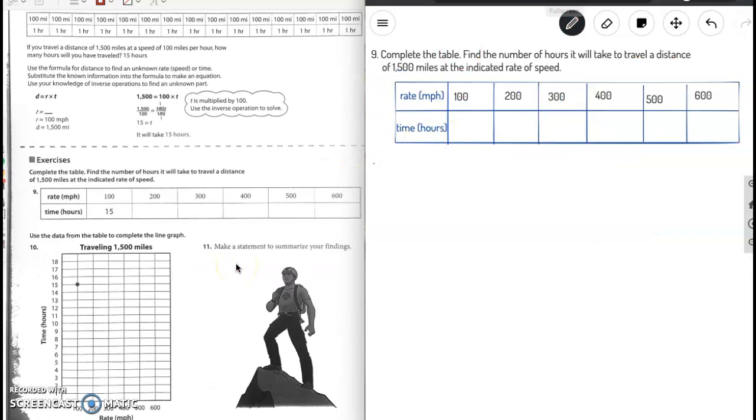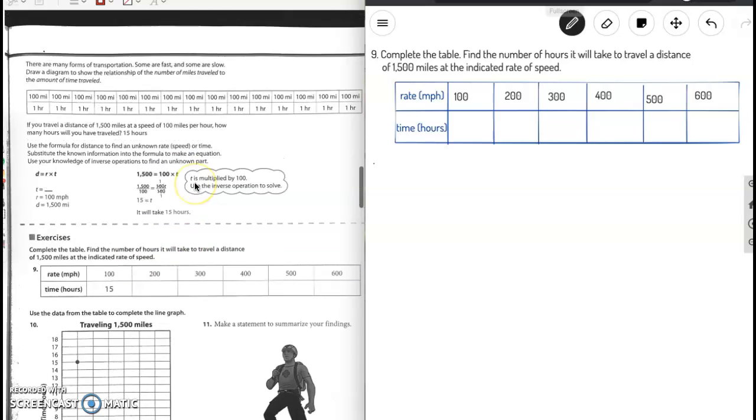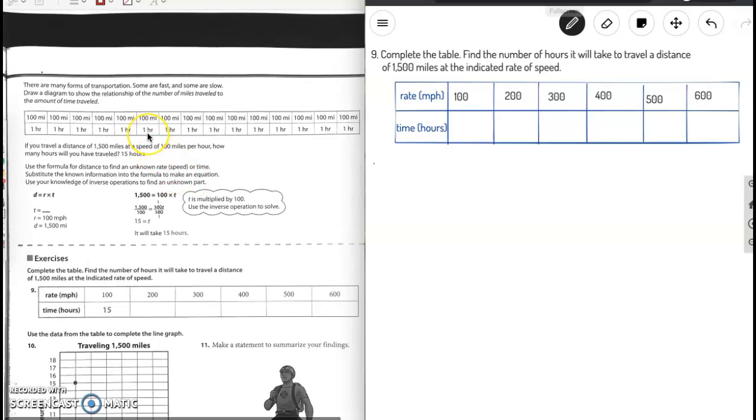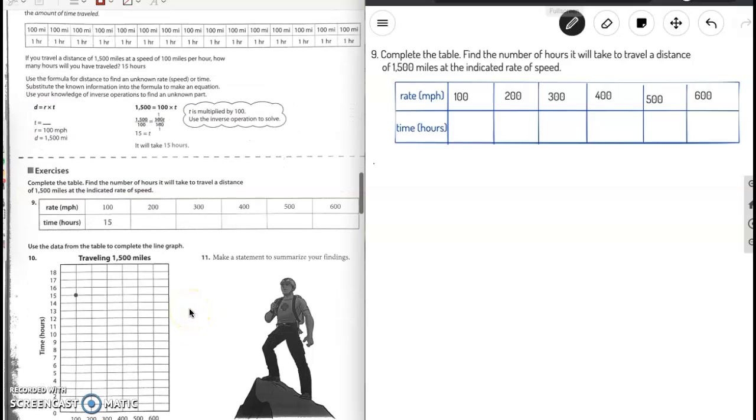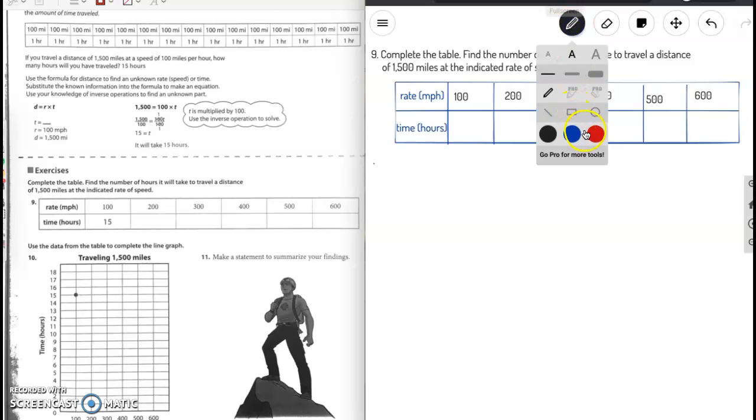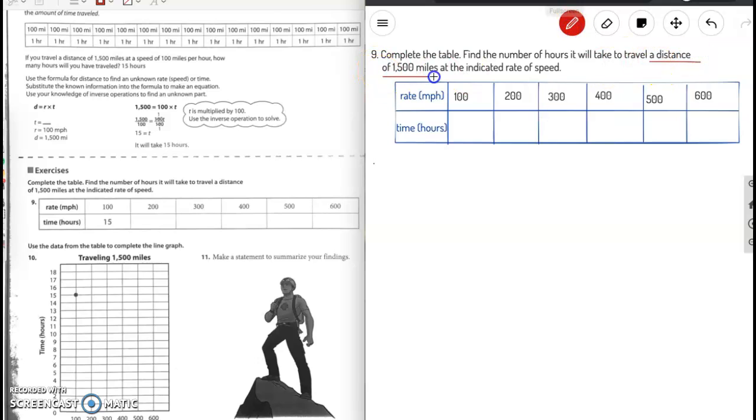Okay, number 9. Complete the table. Find the number of hours that it will take to travel a distance of 1,500 miles at the indicated rate of speed. So let's back up a little bit. If you look here, it talks about the relationship of the number of miles traveled to the amount of time traveled. So miles and time, so distance and time. So we're basically going to be substituting the variables just like we were doing to complete this table. We're trying to find the distance of 1,500 miles.